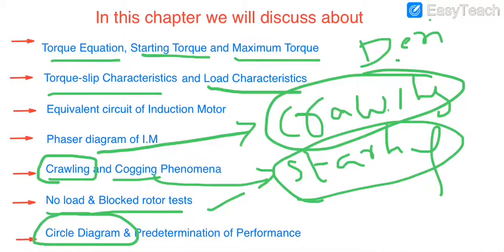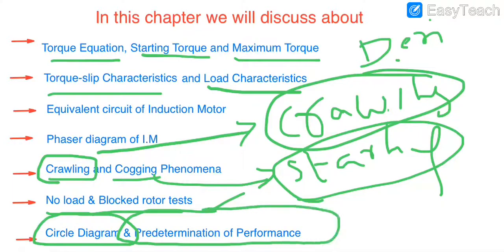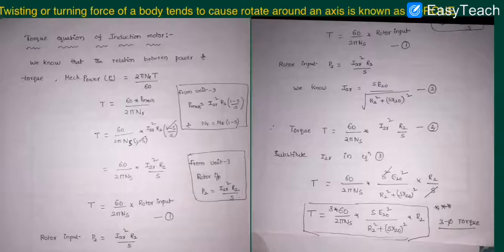It is similar to the locus diagrams of our electrical circuits. With this circle diagram we can estimate the performance by predetermination. Predetermination means finding the efficiency without applying the actual load. Now let us move on to our first topic, torque equation, starting torque, maximum torque.